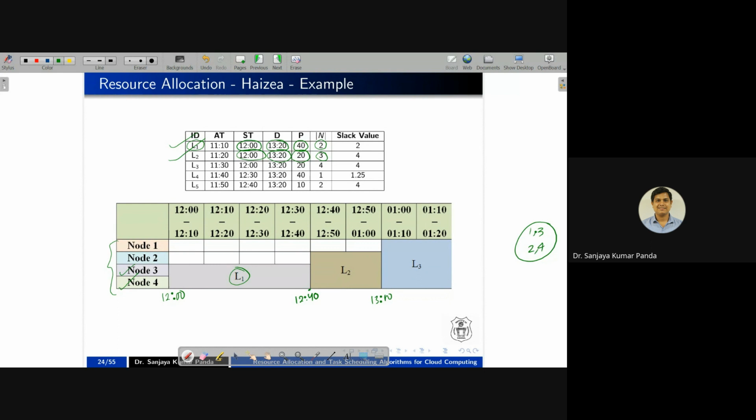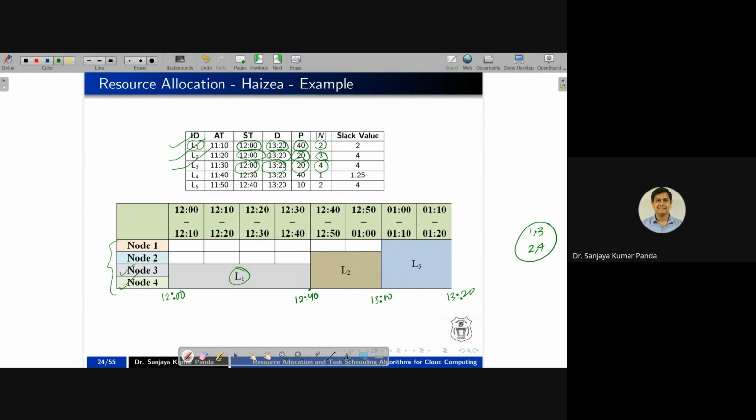It can satisfy the requirement, so L2 is satisfied. Now coming to L3, it is also asking from 12 to 13:20, but it is asking for 4 nodes for a 20-minute duration. So if you start at 13, it will complete by 13:20, and we can provide 4 nodes. That is available. So the L3 requirement is also satisfied.